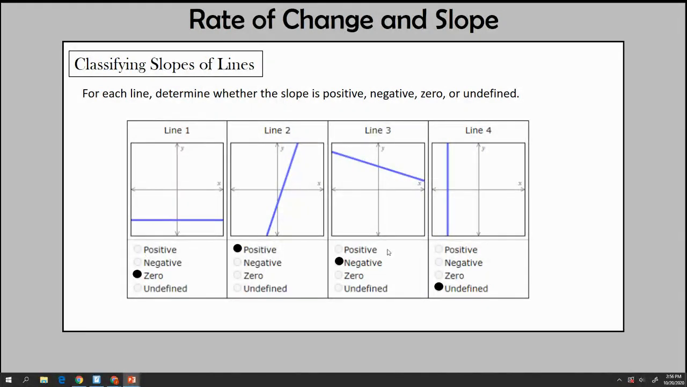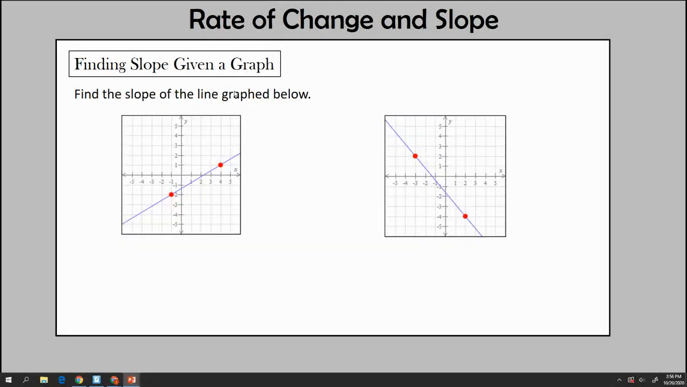And we're not finding the exact slope. We're just telling them what kind of slope it would be. Okay. Now down here, they give us a graph and they highlight 2 points on the line of this graph, or this line graph. And they're asking us to find the slope between these two points.